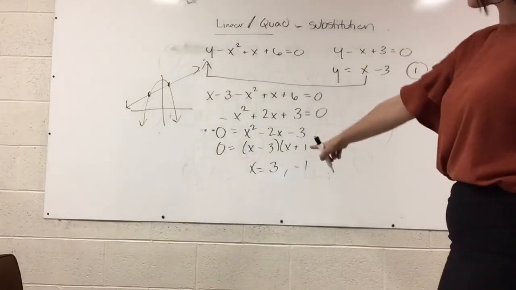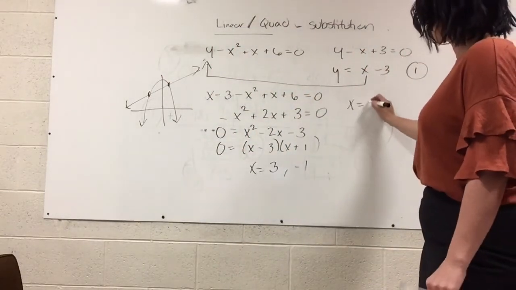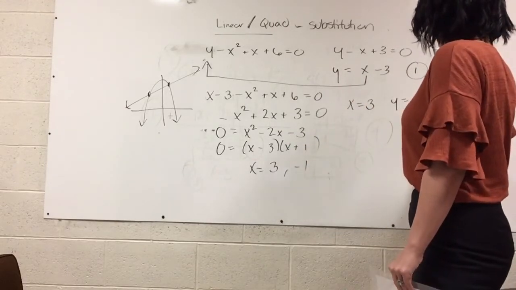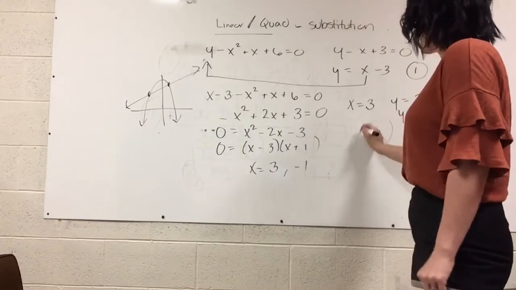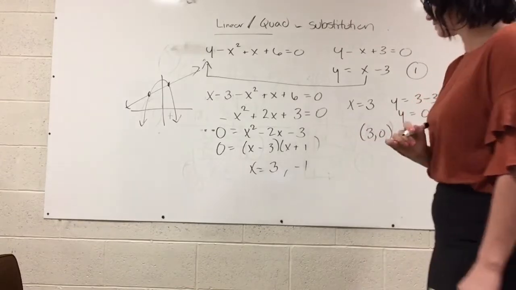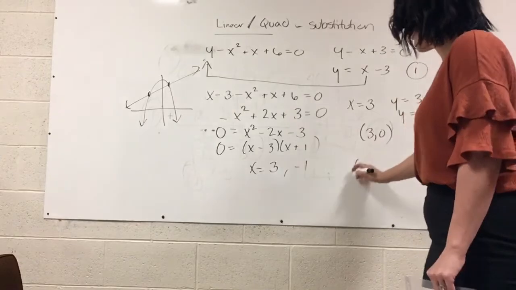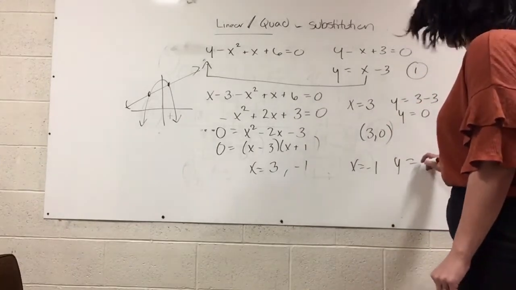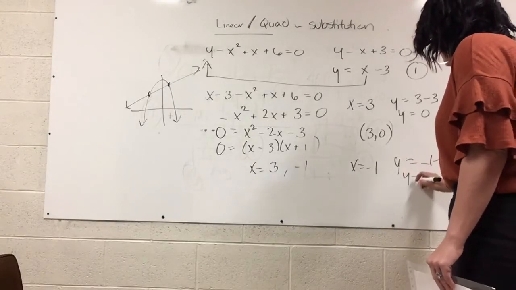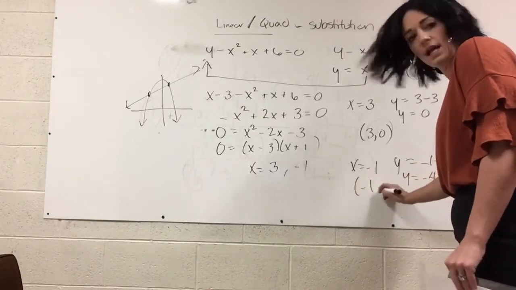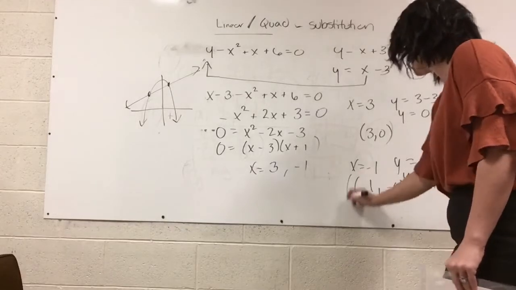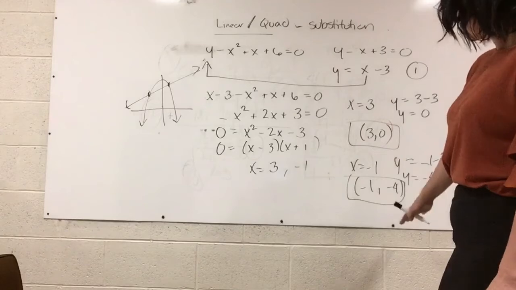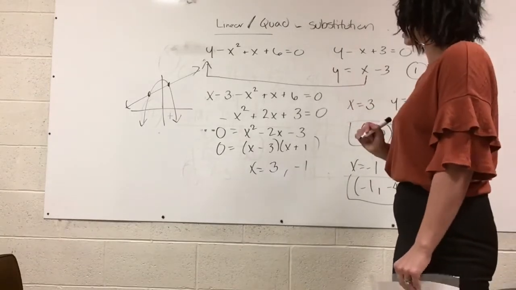So my job now is to find my y. So I have x equals 3, and then I'm going to plug that in this equation. So y equals 3 minus 3, so y equals 0. So I have an answer at 3, 0. Then I do the same thing here, x equals negative 1, so I plug negative 1 in here. So y equals minus 1 minus 3, so y equals minus 4. So I have an answer at negative 1, negative 4. So I have two answers here. And I would always plug those back in my original equations to double check.